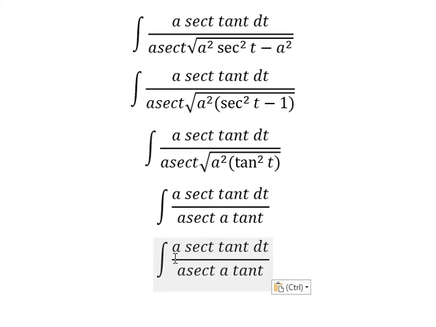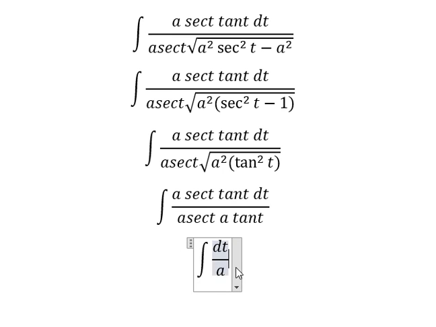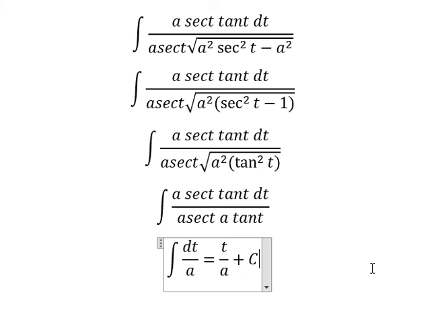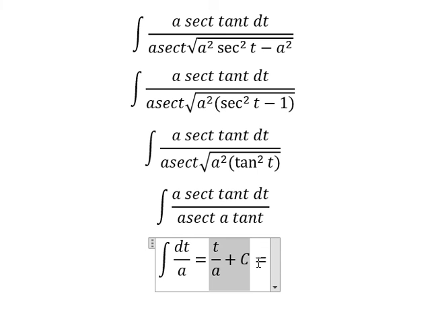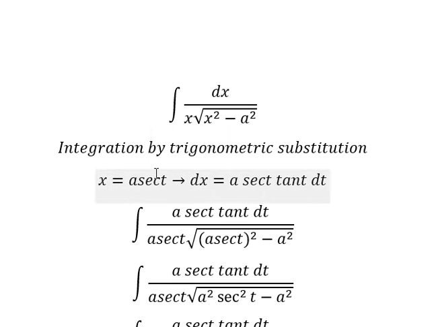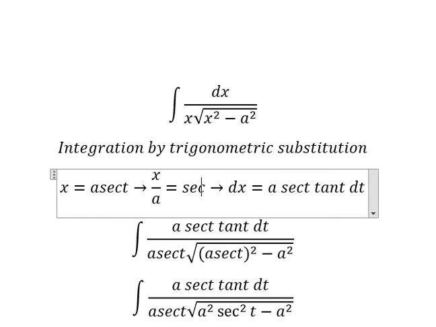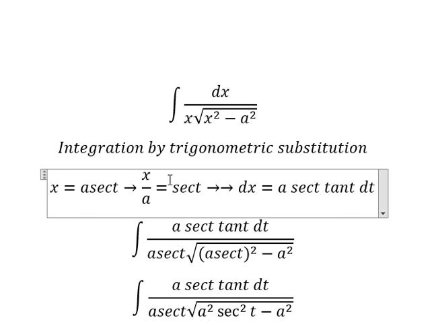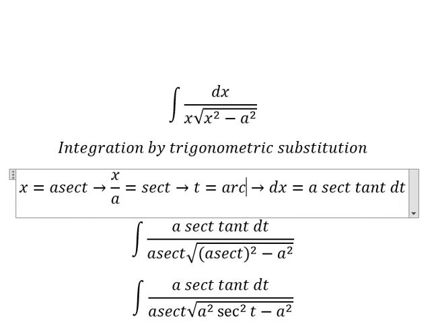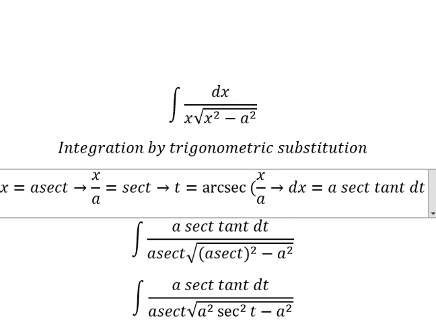Now we need to simplify a secant of t tan t in the numerator and denominator. The integration of this one you get t over a, and we put plus c. About t, that is this one, so we need to divide both sides by a. And we get t equals arcsecant of s over a.